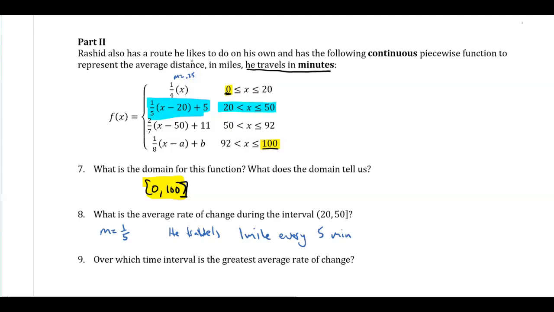1/5 is 0.2 miles per minute. 2/7 is 0.29. And 1/8 is 0.125. So what has the greatest slope? Over the interval from 50 to 92 is the greatest rate of change.